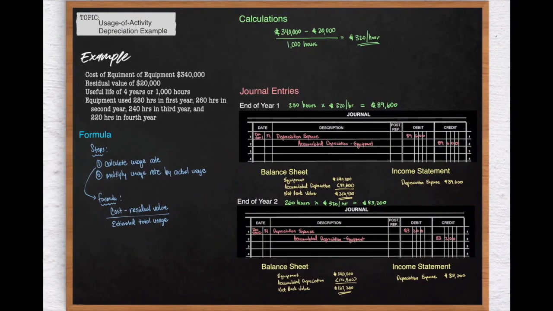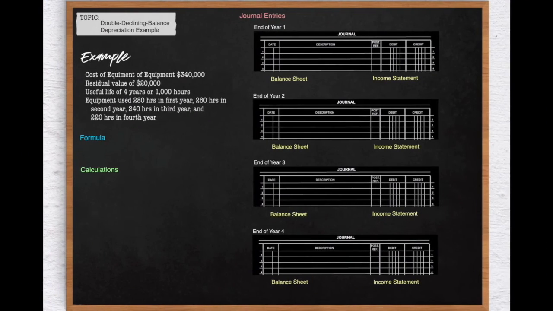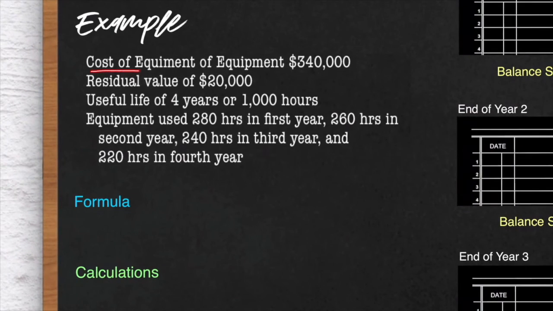And that is your usage of activity depreciation example. Next, we'll go over double declining balance depreciation. It's the same example as the previous two.